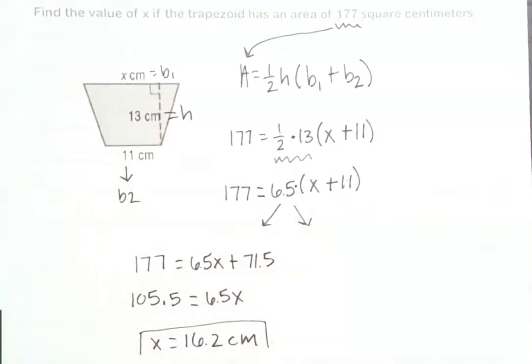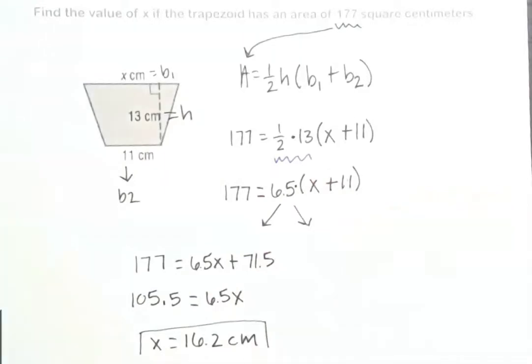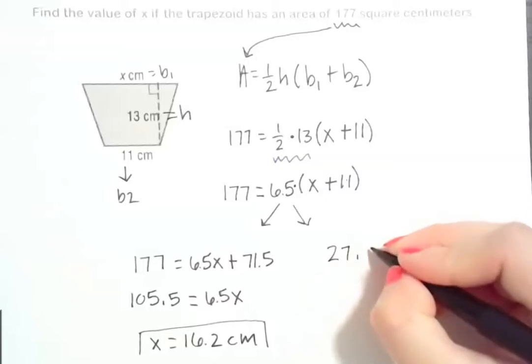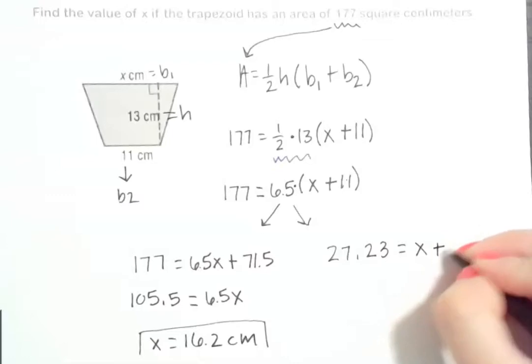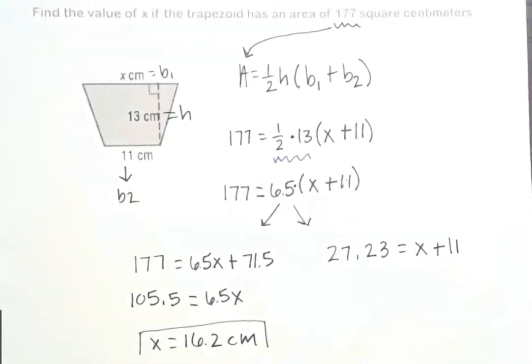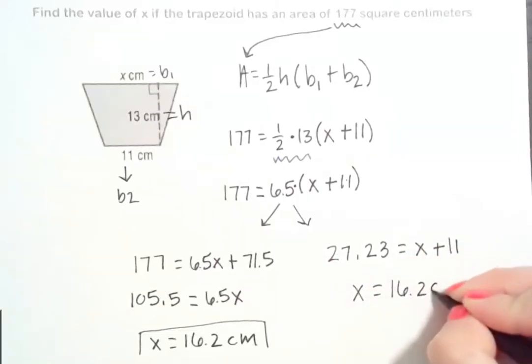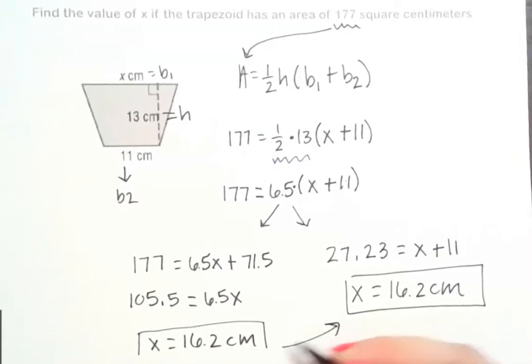The other way, if I were to divide right away, I would have, let's see here, 177 divided by 6.5. Oh, this is probably why I didn't do it this way. We have to round a little bit in this one. I'm going to go to 2 decimal places, equals x plus 11. Then I'm going to subtract over my 11. And we get x equals 16.2 centimeters. So however you want to do it, you can either distribute or divide. You get the same answer though. It doesn't matter.